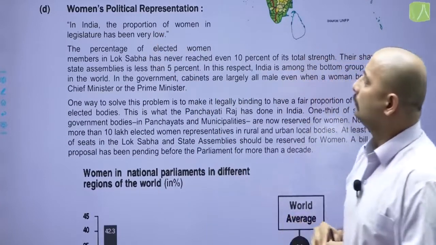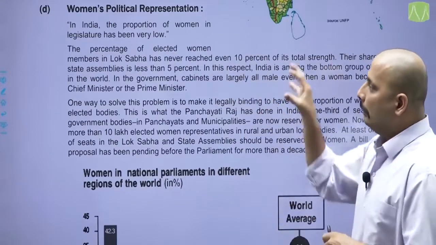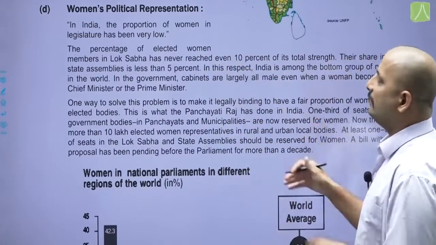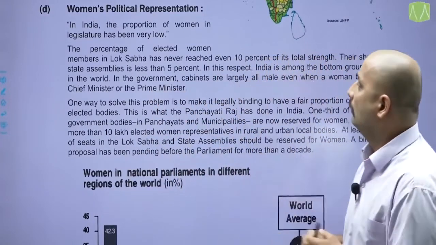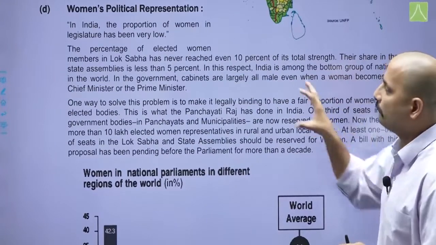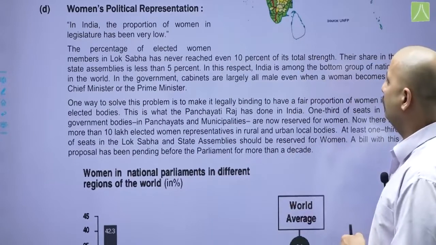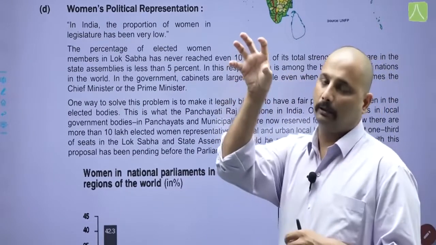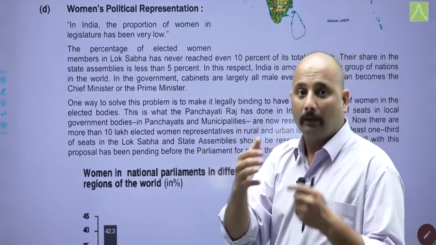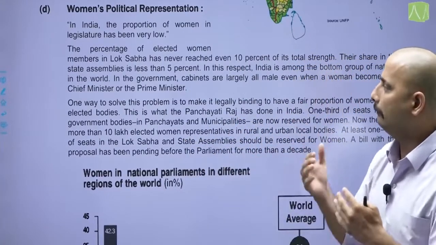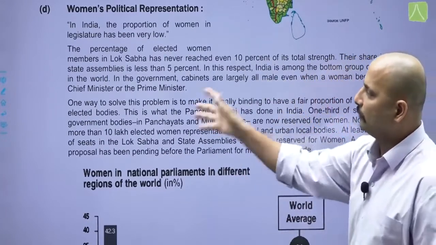In India, the proportion of women in legislature has been very low. The percentage of elected women members in Lok Sabha has never reached even 10% of its total strength. Their share in state assemblies is even less. In this respect, India is among the bottom group of nations in the world. In government, cabinets are largely male. Even when a woman becomes a minister, a chief minister or the prime minister, we see that the cabinet is majorly all male.